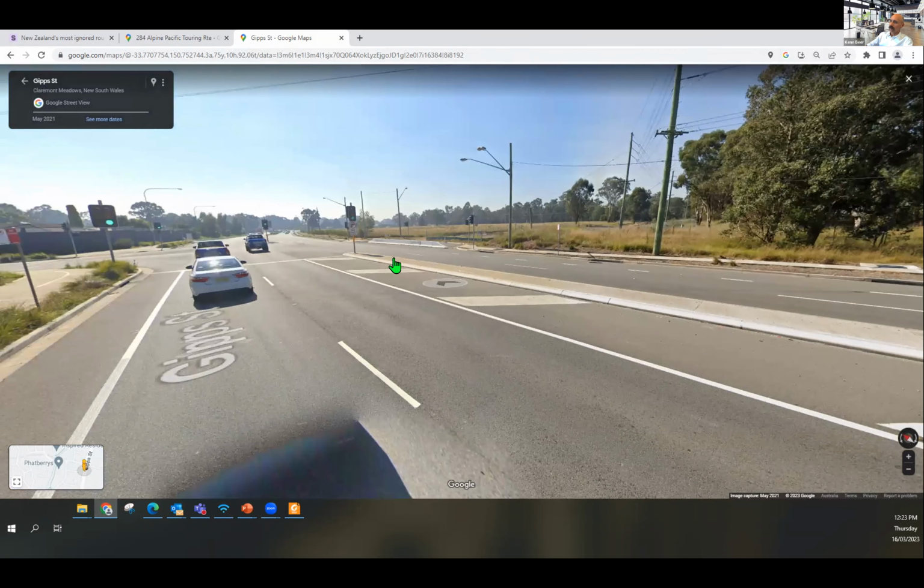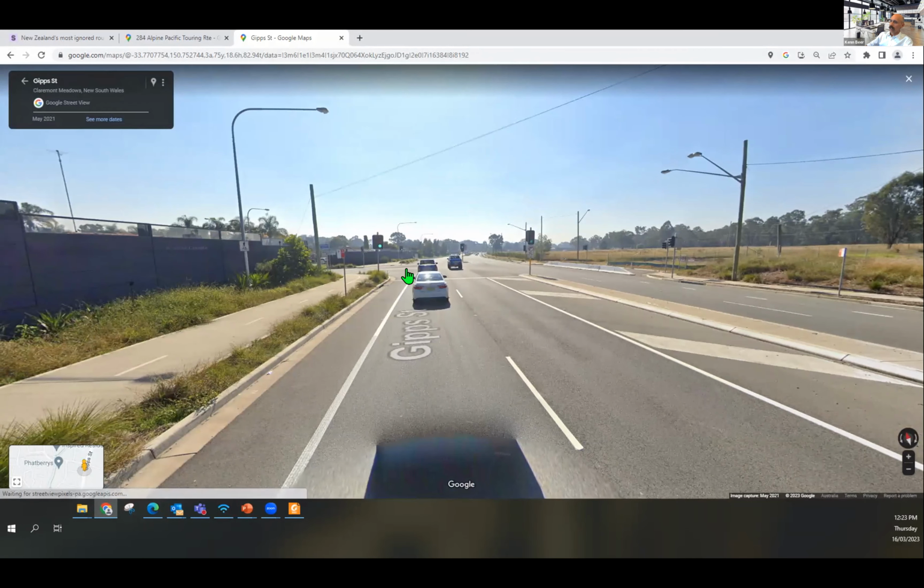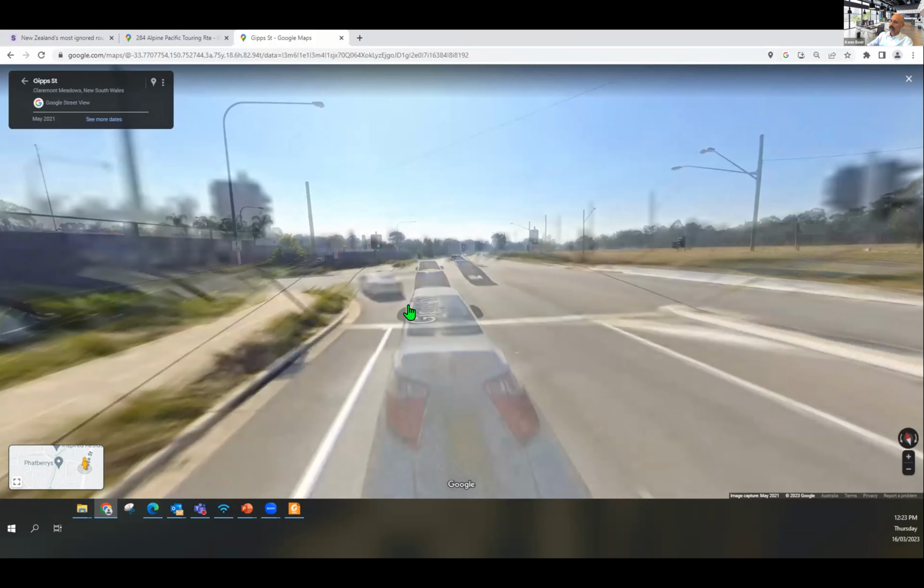We've got a pretty good surface. We've got some good lighting. We've got good pavement. We've got quite good line marking there.